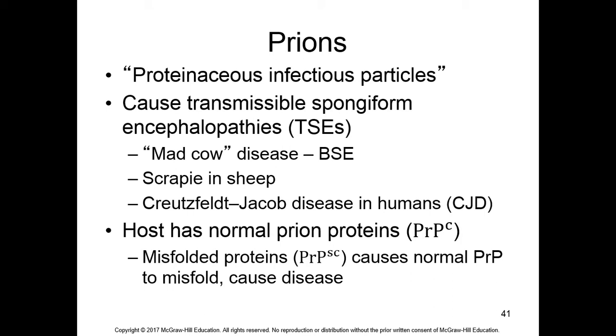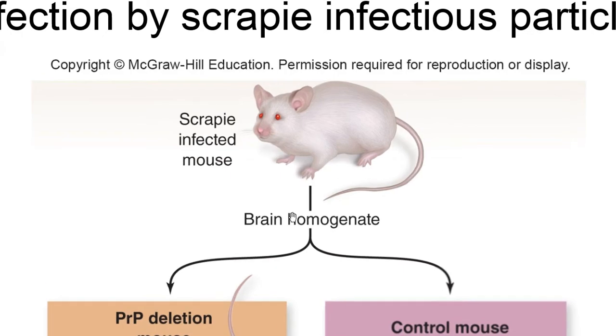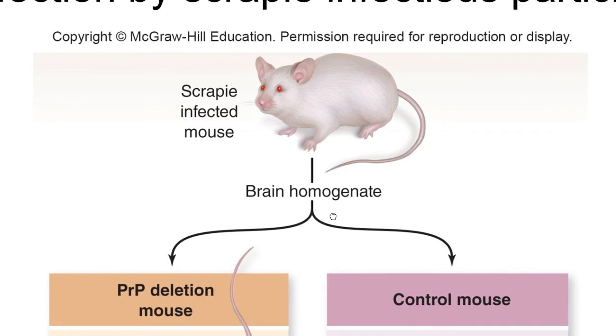Normally, the host has normal prion proteins, PrPC, and the abnormal proteins, PrPSc, cause the normal PrP to misfold, and then it can cause disease. Normal PrP protein is necessary for productive infection by scrapie infectious particles. Here you can see a scrapie-infected mouse that has these defective proteins.